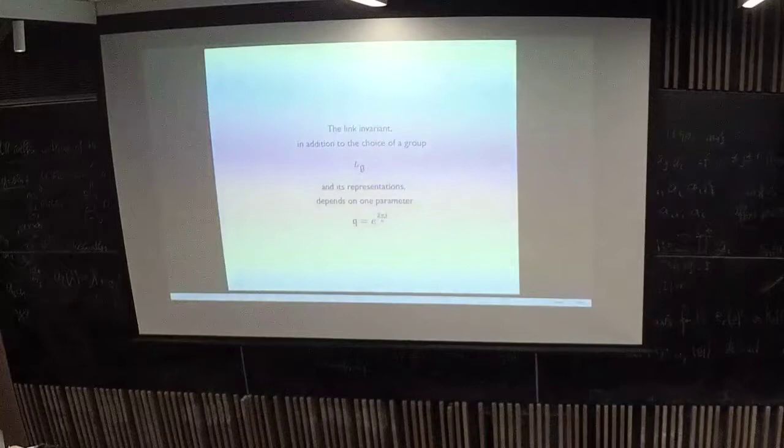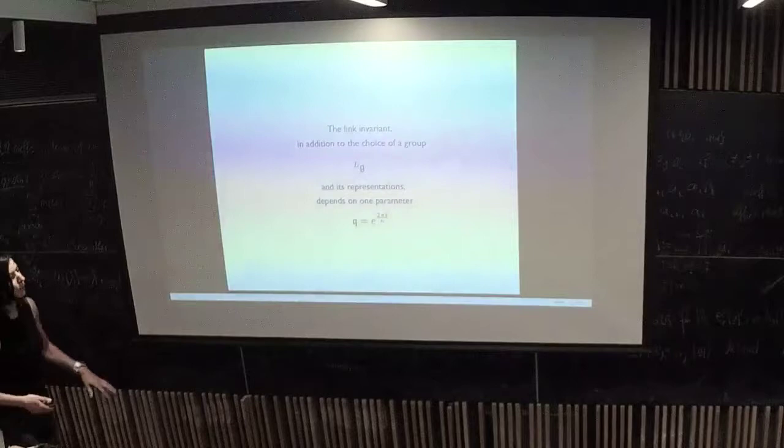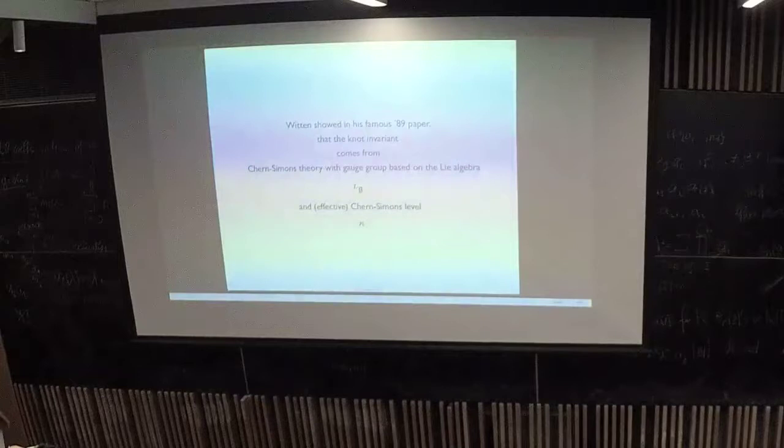The link invariant, in addition to the choice of the group and representations, depends on one parameter, which is kappa or q. Now, as is well known, Witten explained in his famous paper from 1989 that the knot invariant comes from Chern-Simons theory with gauge group that is based on the Lie algebra LG and effective Chern-Simons level kappa.